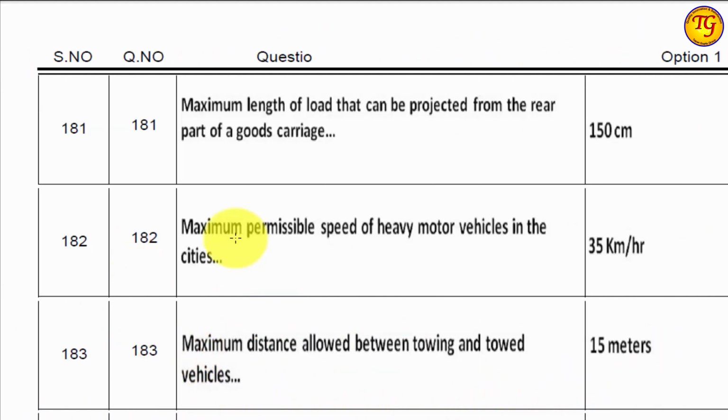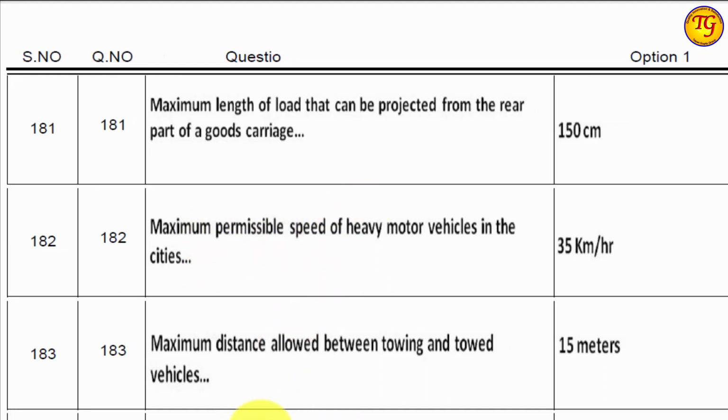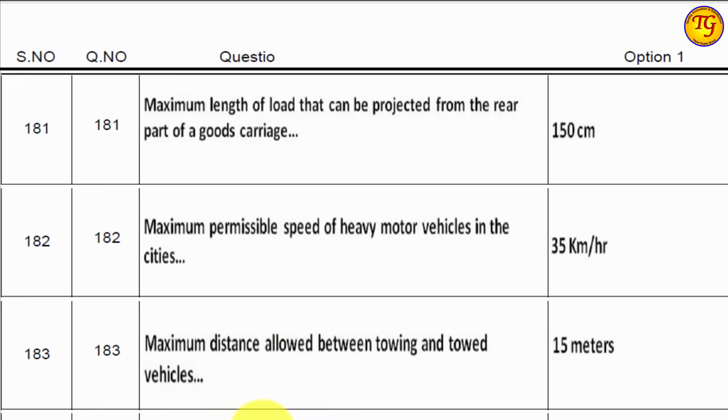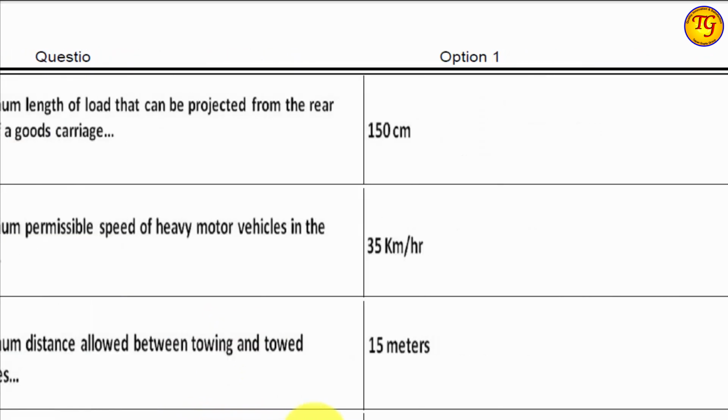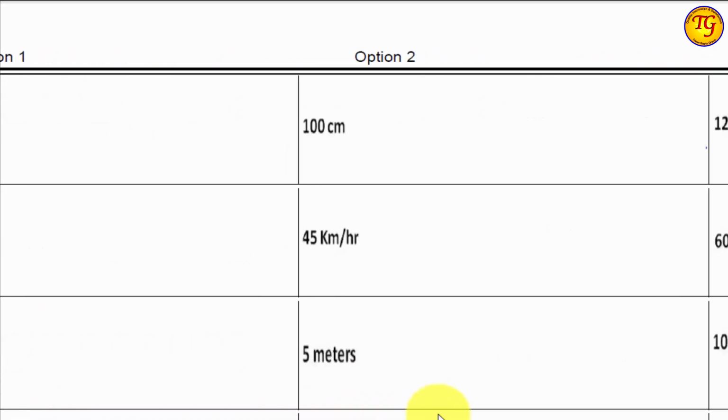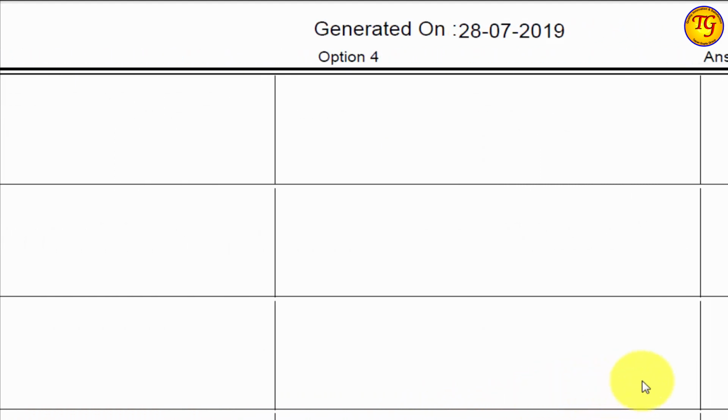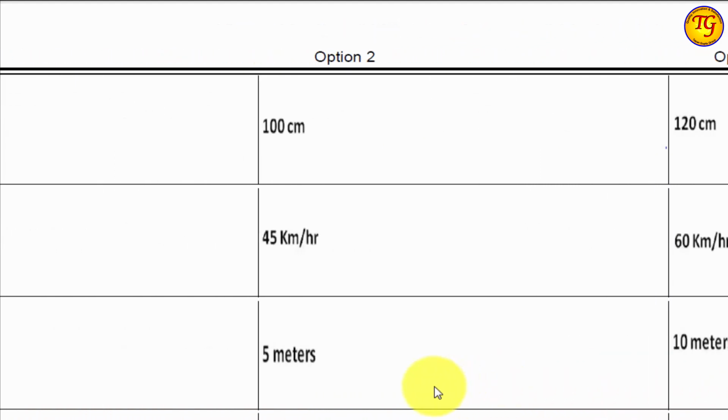Question number 182 says maximum permissible speed of heavy motor vehicles in cities. So heavy motor vehicles means trucks, etc., inside the city limit. What is the maximum speed limit? 35 kilometers per hour, 45 or 60? So I think it's the second option, 45 kilometers per hour.